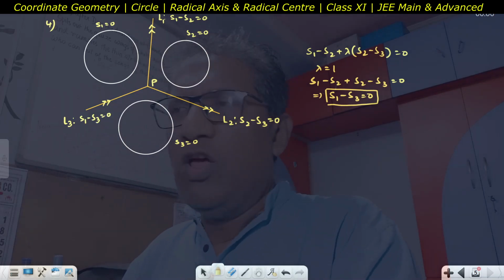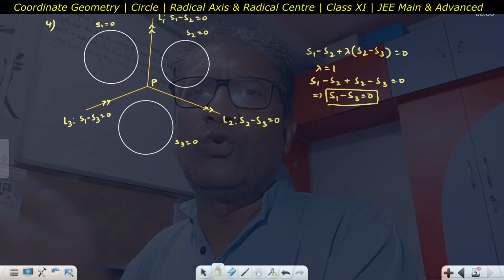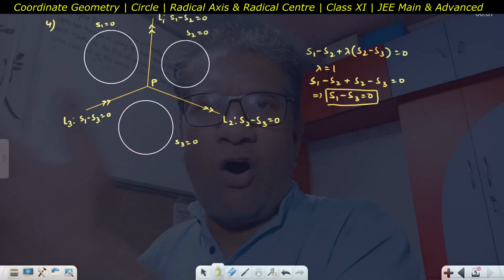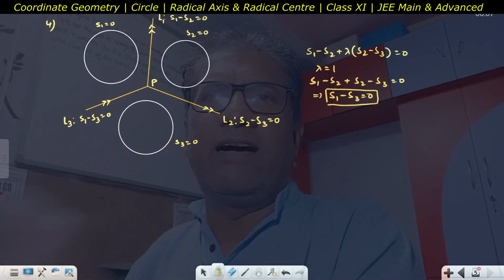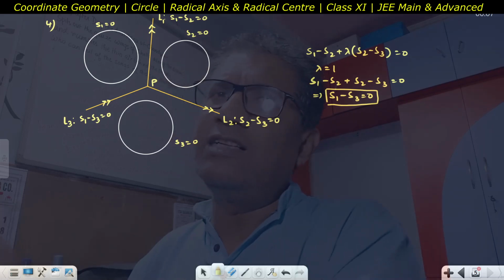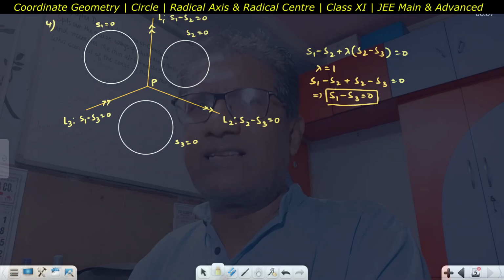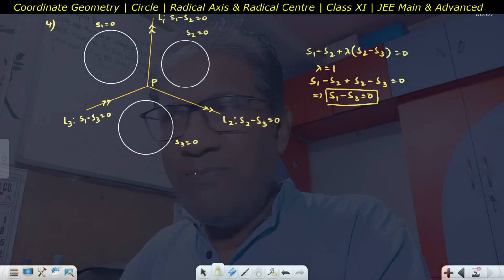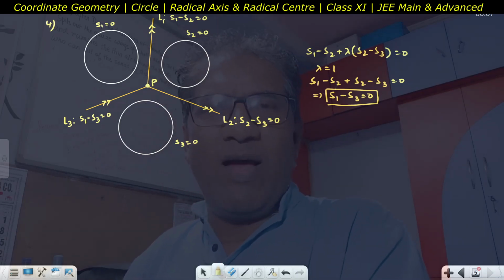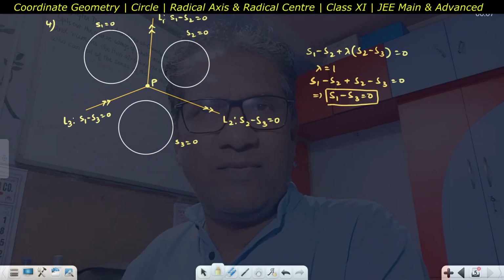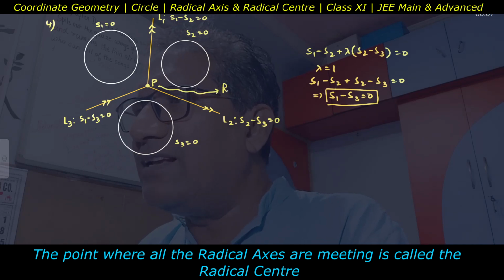So what have we proved? We have proved that the third radical axis is also passing through the point of intersection of L1 and L2, which are the radical axes of the first two circles and the second and third circles. That is, all the three radical axes are concurrent. Okay? And this point is a special point where all the three radical axes are meeting. It is a special point. And this point is what is called your radical center.